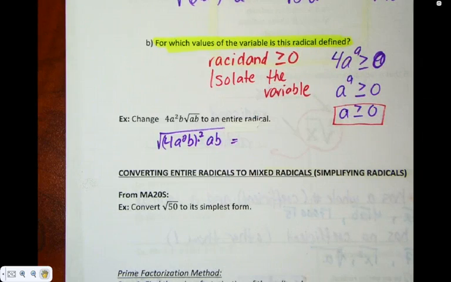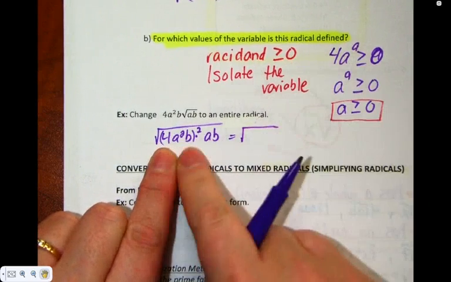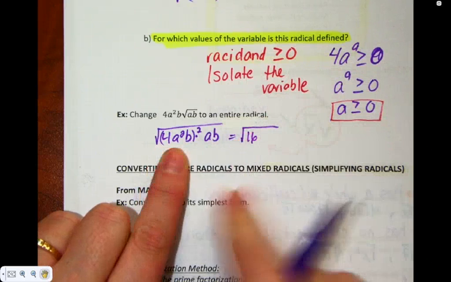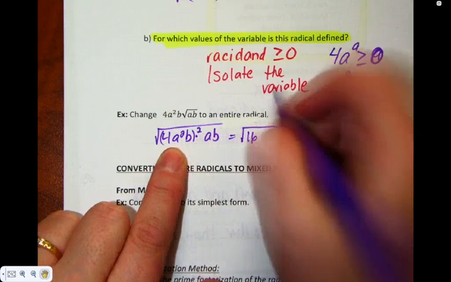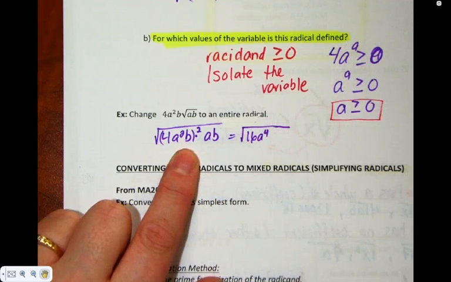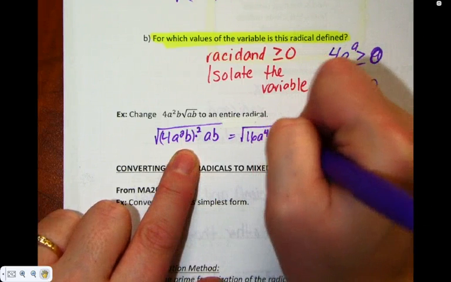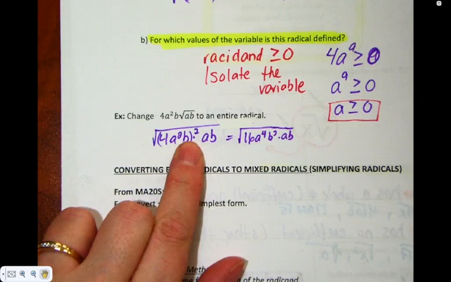Now we just need to simplify. I'm going to do it in less steps this time. 4 squared, 16. A squared squared, a to the 4. B squared, B squared. And then I still have that little AB hanging around the back, which I'll deal with in a second. Okay, so all I did was square every piece because of that index of 2.